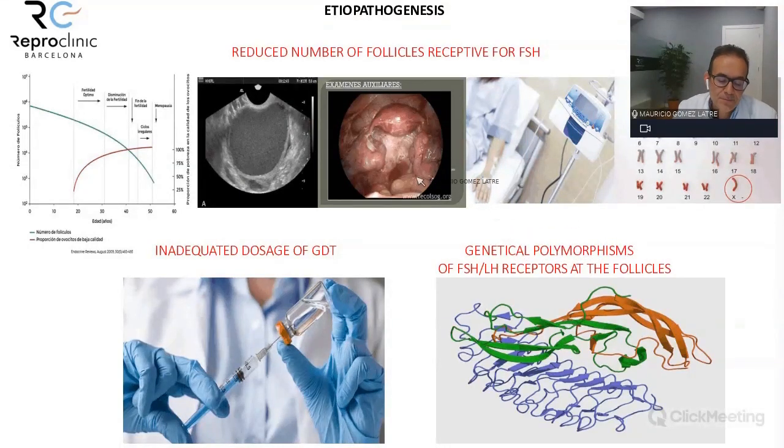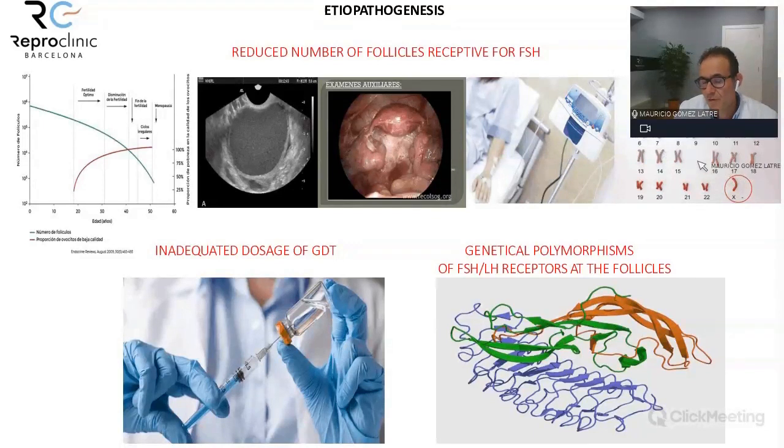The main reason to explain a poor ovarian responder is a reduced number of receptive follicles. As I told you before, the main cause is age. But there are other causes of a decreasing number of eggs. Ovarian diseases like endometriosis, infections like pelvic inflammatory disease, gonadotoxic treatments like chemo or radiotherapy, and chromosomal disorders in healthy patients like fragile X syndrome, Turner, or triple X syndrome.